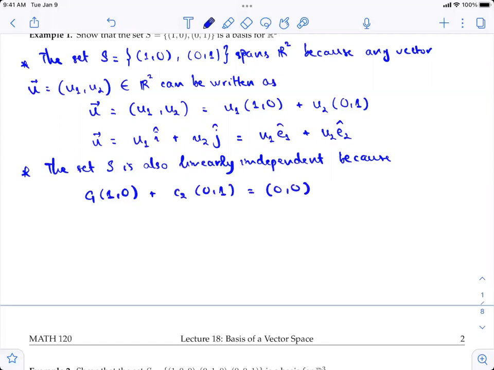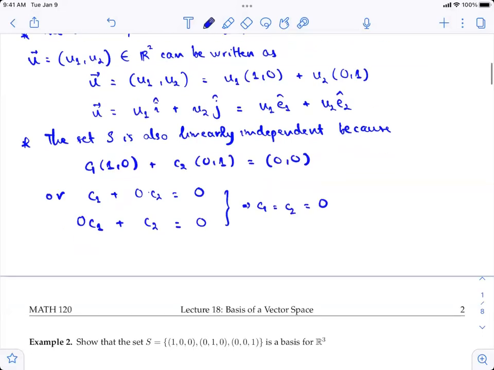From this setup, we can obtain a system of linear equations. We can write C1 plus 0 times C2 equals 0, and the second equation of the system is 0 times C1 plus C2 equals 0. From the system of equations, we obtain that C1 equals C2 equals 0. Therefore, we just showed that S is a linearly independent set.